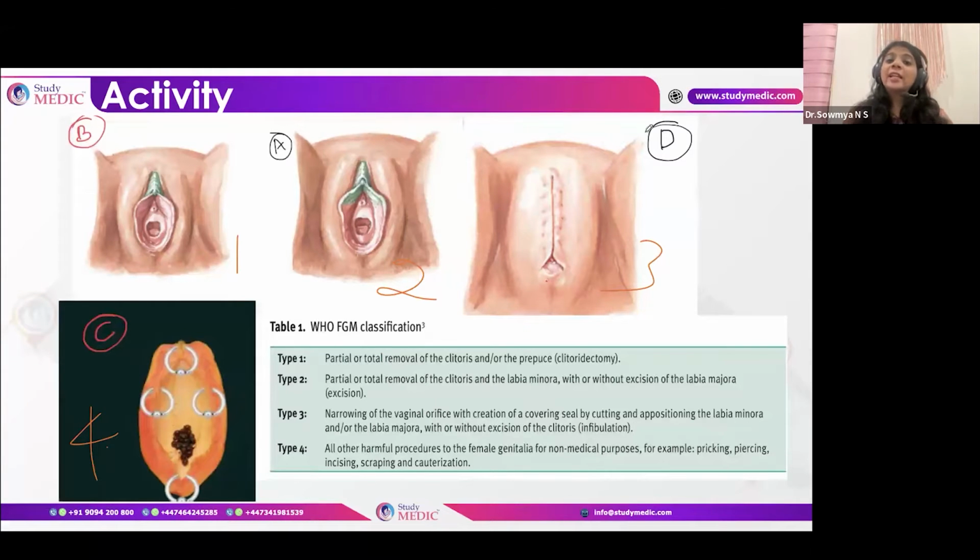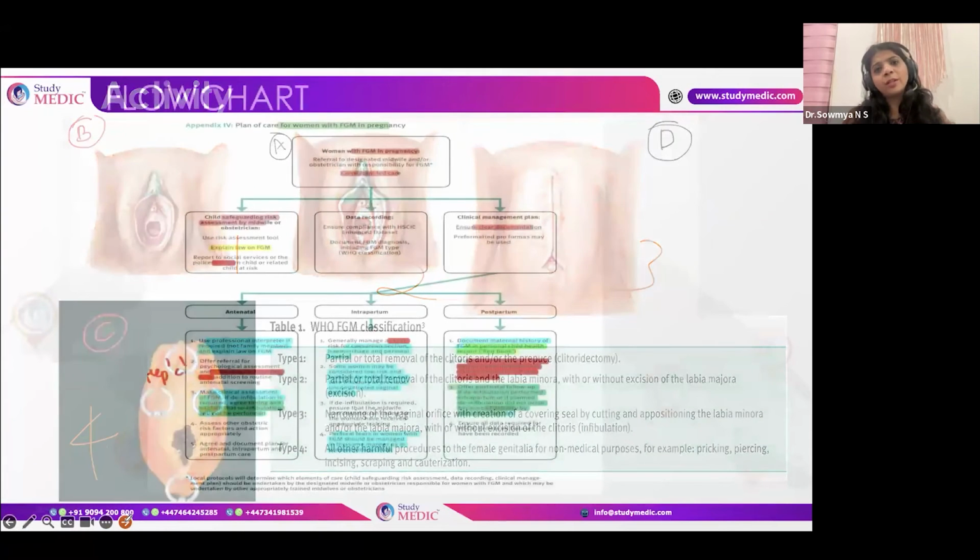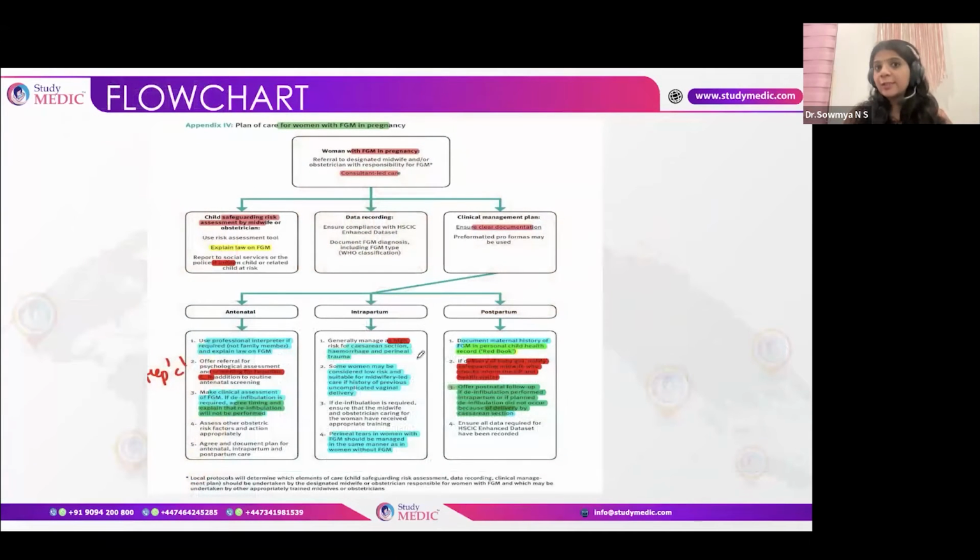And this cutting open of the scar tissue, which we call de-infibulation, can be done from 20 weeks until the first stage of labor. Okay, guys, I'm only covering the important and crisp points so that it would be easy for you. So once she comes in antenatally, you would do a safeguarding risk assessment to see whether she wants to get it done for the baby or not, and you have to explain the law.